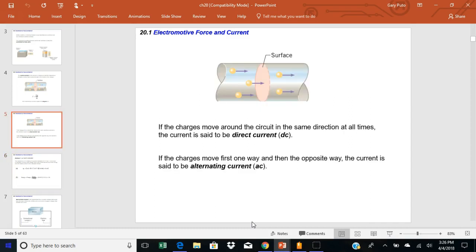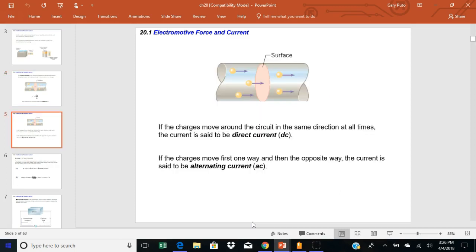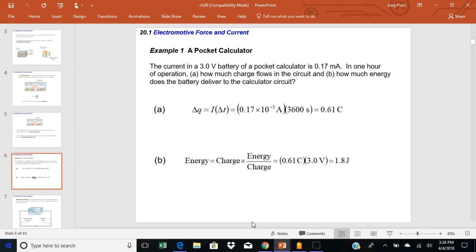Current is equal to the change in charge divided by the time, okay? So the charge, how much charge flows in the circuit, is equal to the current times the change in time. Current is 0.17 times 10 to the minus 3rd amps, 3,600 seconds. 0.61 coulombs of charge flows in the circuit.